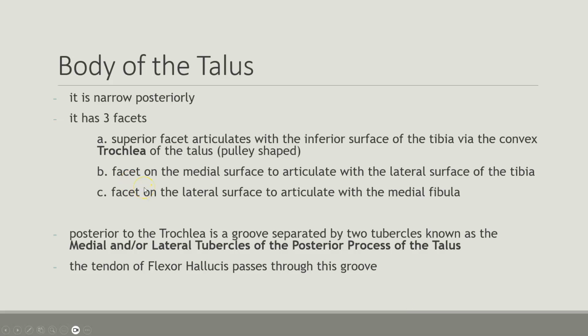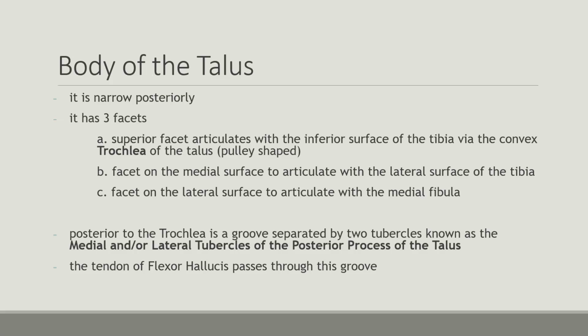So again, superior facet that articulates with the inferior surface of the tibia via the convex trochlea, a facet on the medial surface to articulate with the lateral surface of the tibia, and a facet on the lateral surface to articulate with the medial fibula.